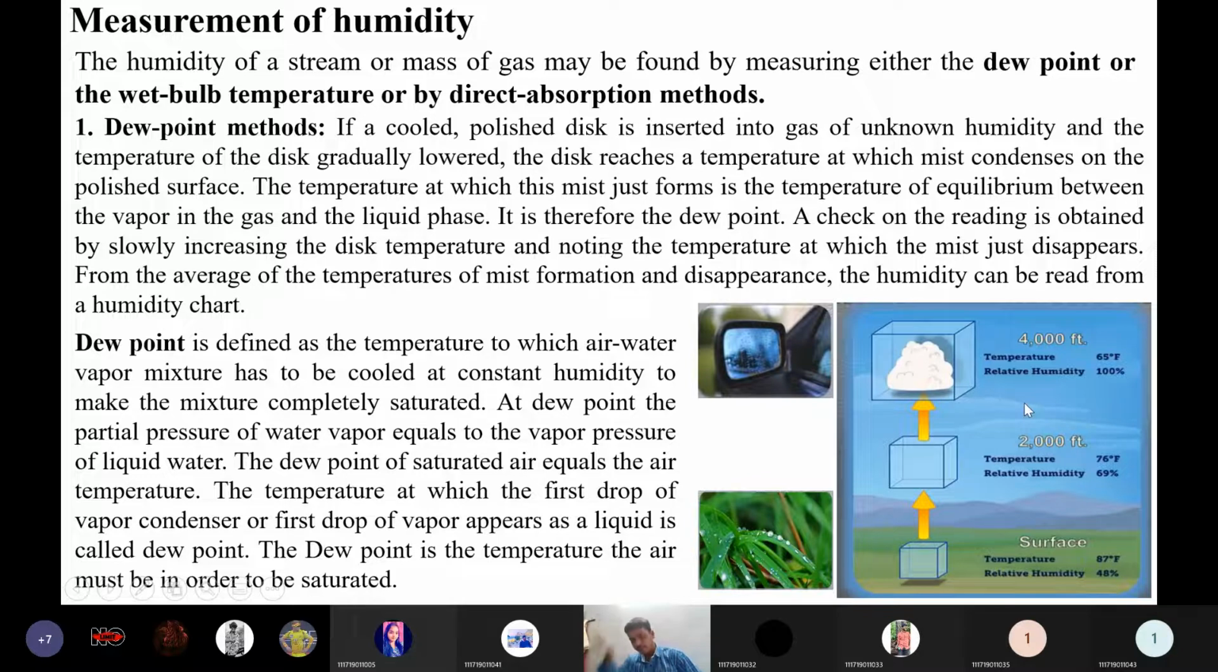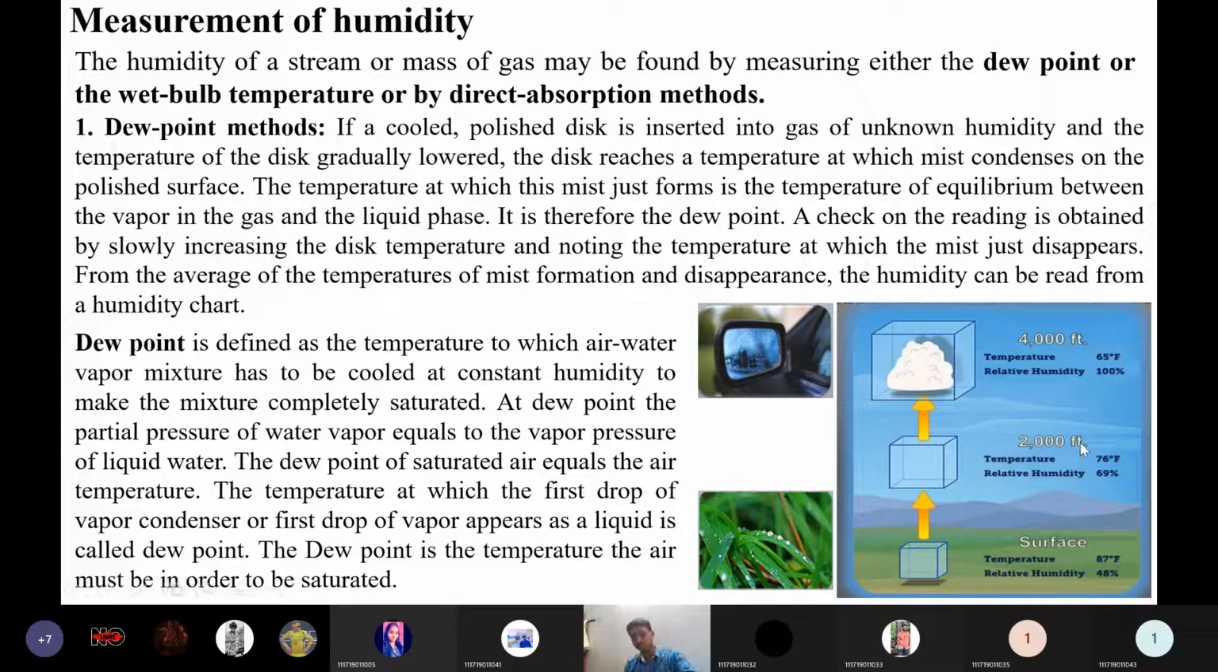When you go further height from the earth surface, nearly 2000 feet height, what happens? Your temperature will be decreased from 87 to 76, and the relative humidity is increased from 48% to 69%. When you decrease the temperature, obviously there is an increase in the relative humidity. Means when you decrease the temperature, the humidity content of your vapor gas system will be increased.